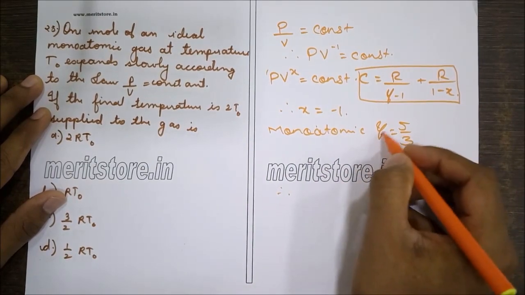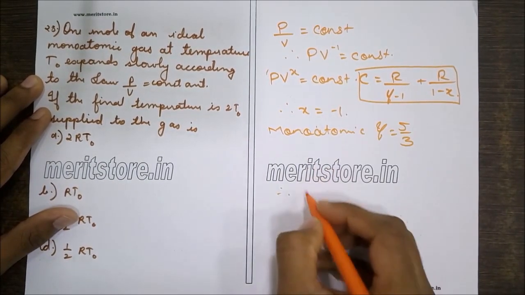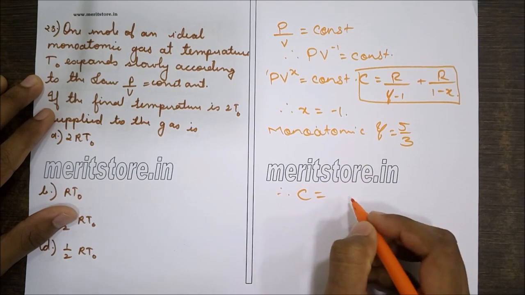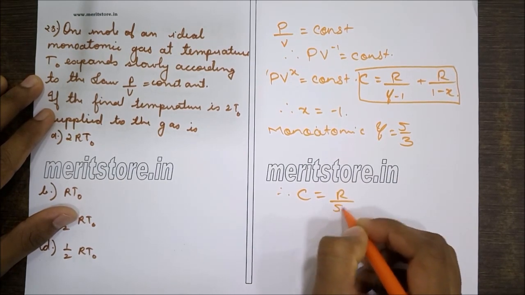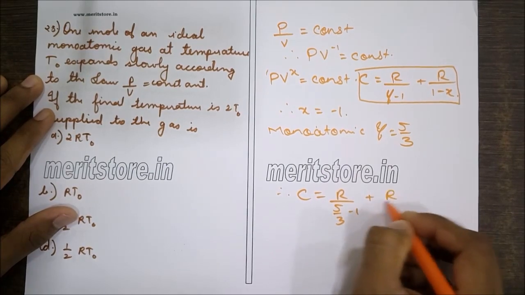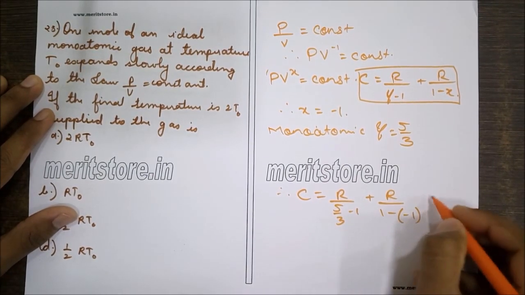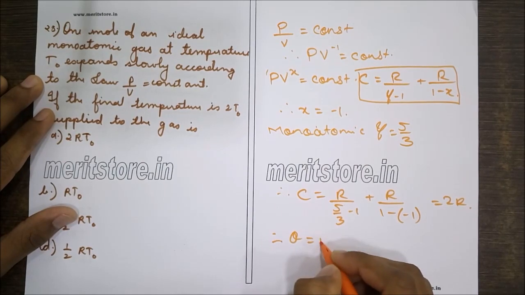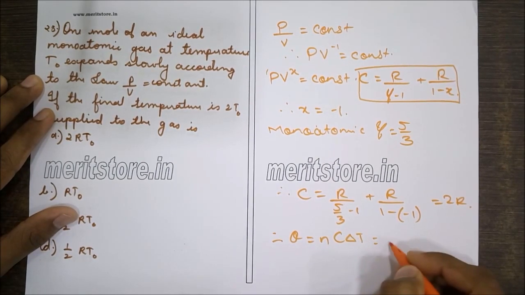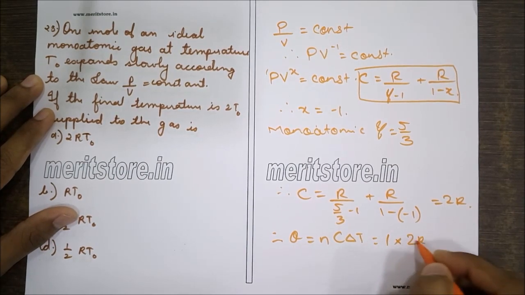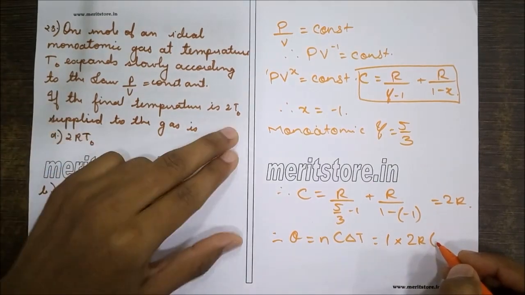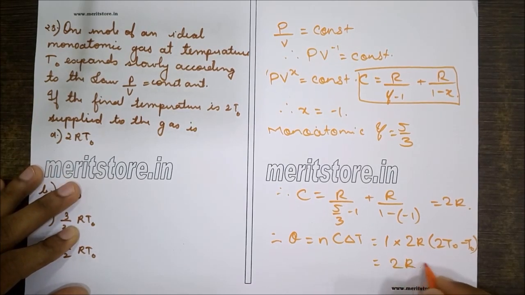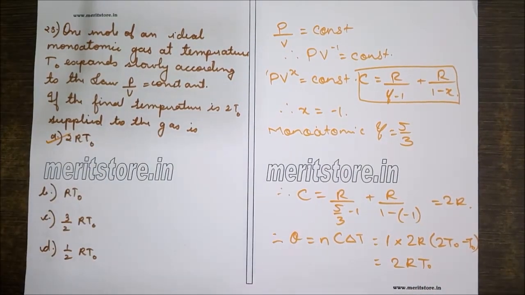So therefore, substituting the value of gamma and X in this, we get the molar heat capacity C is equal to R upon 5 by 3 minus 1 plus R upon 1 minus 1. So this value comes out as 2 times R. So the heat supplied Q is equal to n C delta T. So that is equal to 1 mole, C is 2R and delta T is the change in temperature, that is 2 T naught minus T naught. So that is equal to 2 times R into T naught. Hence option A is the correct answer.